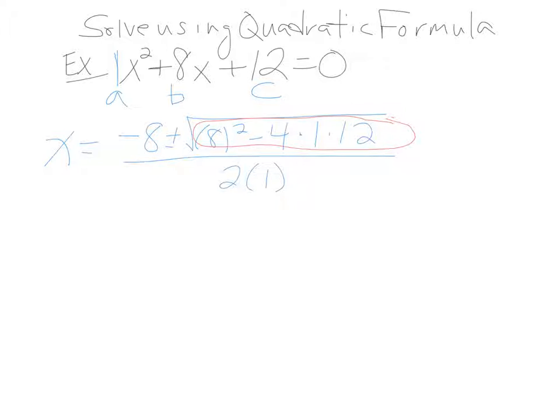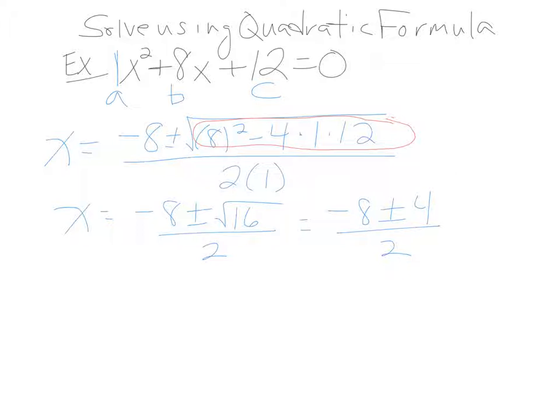8 squared minus 4 times 1 times 12, and that comes out to be 16. So now we have x equals negative 8 plus or minus the square root of 16, all over 2. And we know the square root of 16 is 4. Negative 8 plus or minus 4, all over 2.